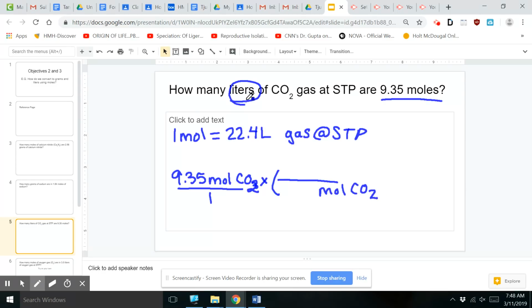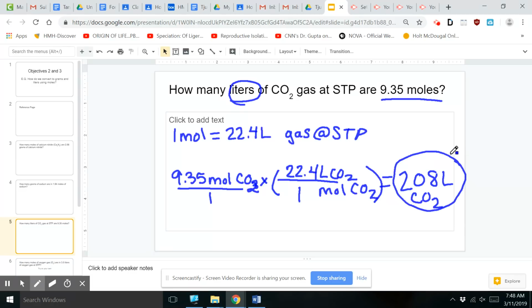We're looking at moles of CO2 to be canceled out, so we're going to put moles of CO2 here. The question is looking for liters, and since I have this conversion, I know that I can put liters of CO2 on top. Now I'm going to put the numbers in. The number 1 goes with the CO2, and the number 22.4 goes with liters. Now I simply plug that number in. It's probably going to be a pretty large number because it's got lots of moles. We're going to end up with 208, rounded to the whole, liters of CO2. So that's our answer.